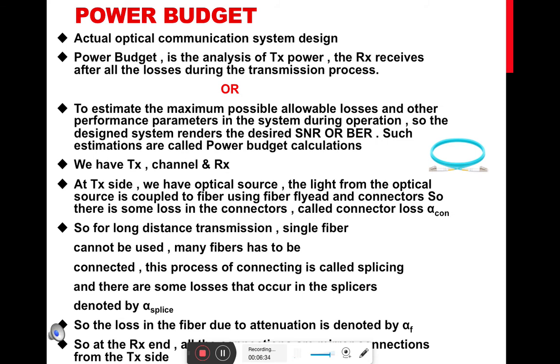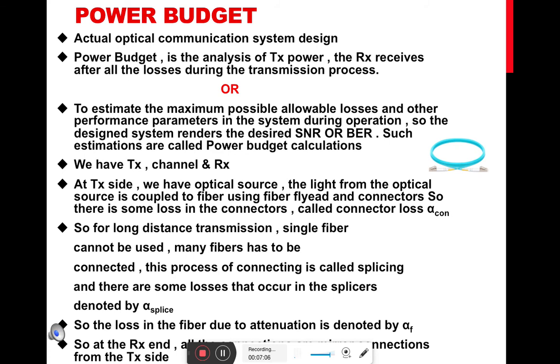The power at the transmitter is coupled through the various connectors or the splicing, through the channel optical fiber, and then it is received. The power which is transmitted at the transmitter is not necessarily the same at the receiver. There can be reduction in power or intensity because of various losses that happen in the system. So in order to analyze the power budget, we have to consider what losses happen in the communication system.